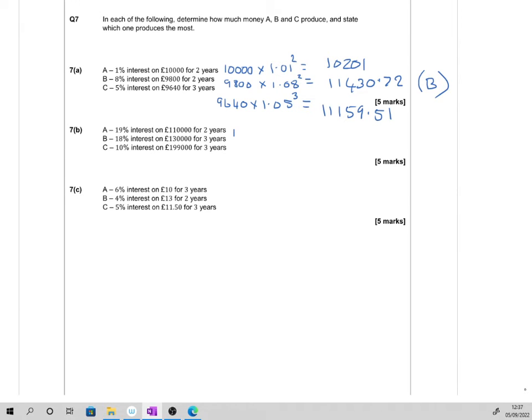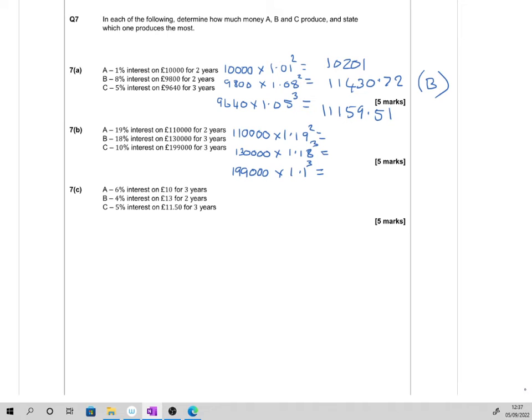And the same thing for this. So, 110,000 times 1.19 squared. This one's 130,000 times 1.18 cubed. And this one's 199,000 times 1.1 cubed.